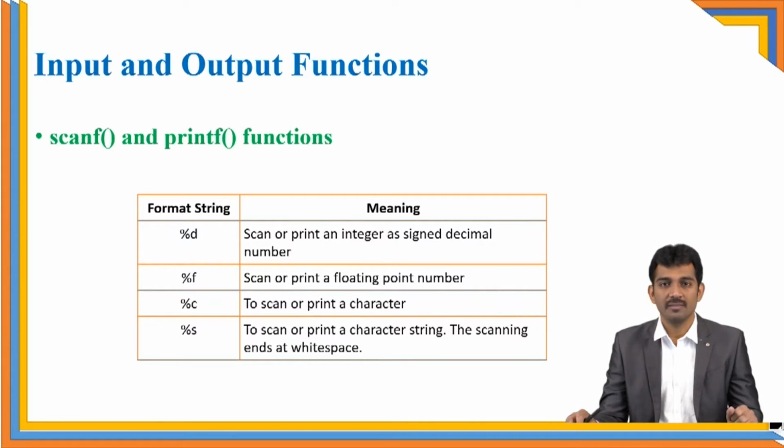See here, %d scans or prints an integer as a signed decimal number, right? %f scans or prints a float number. Float values, you should use %f. Integer values, you can use %d. If you want to read a character type, then you can use %c, and %s to print or read string data type. Let us see with a small example.